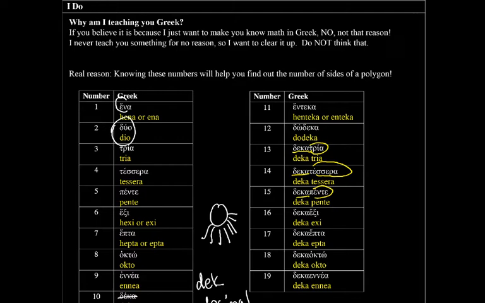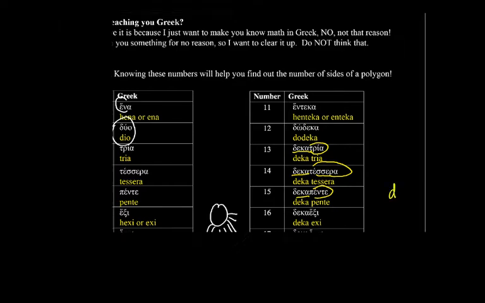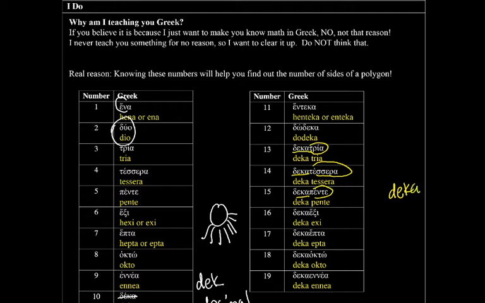So then it just becomes deca plus 3, deca plus 4, deca plus 5, and so on. The only ones that are a little bit weird are 11 and 12: enteca, lodeca. Alright, if you need to rewind that or pause that, I'm going to have you write a few numbers at the end of this, so just review those.